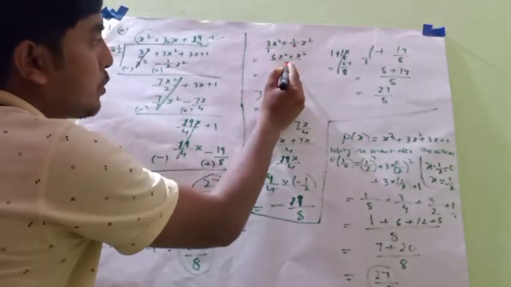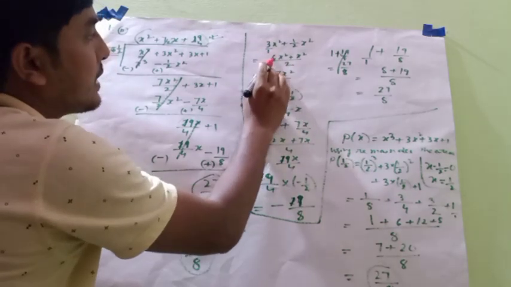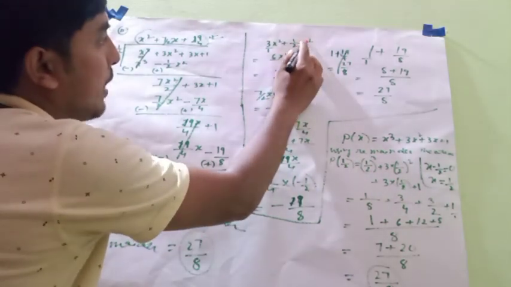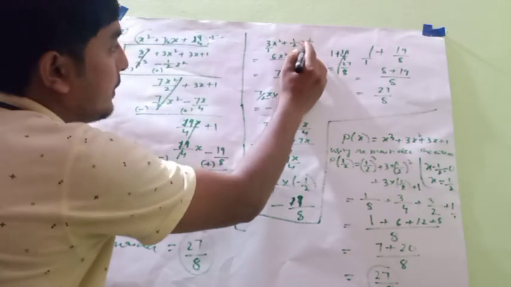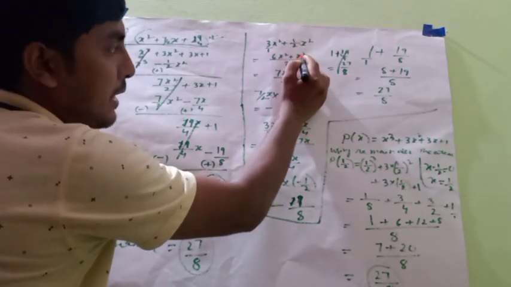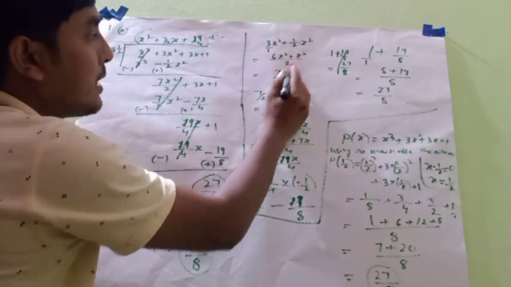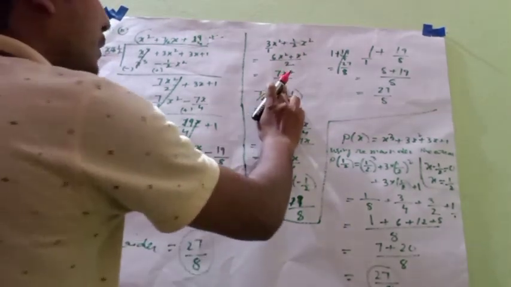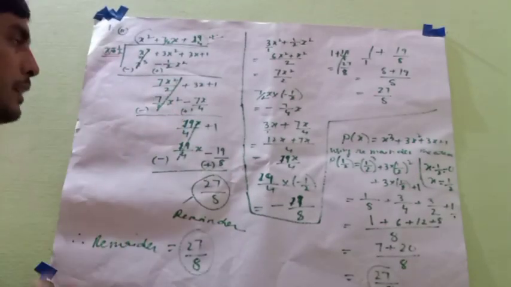Now the LCM of 1 and 2 is 2. So 2 times 3 is 6x square. 2 ones are 2, 1 into x square, because x square is the numerator. It will multiply the numerator. So 2 ones are 2, 1 into x square is x square. Then 6x square plus x square is 7x square by 2. Now you have to write here 7x square by 2. Clear?